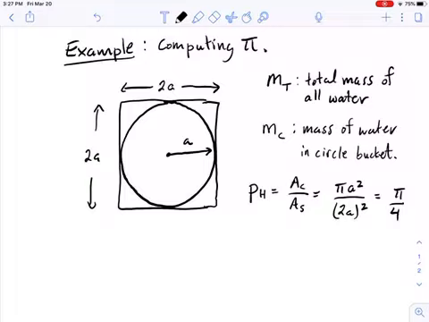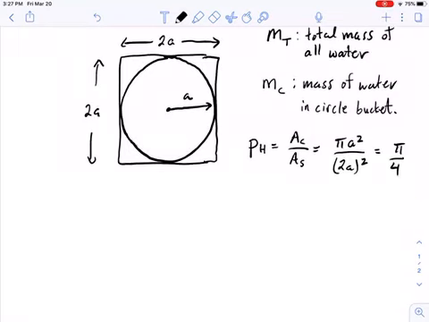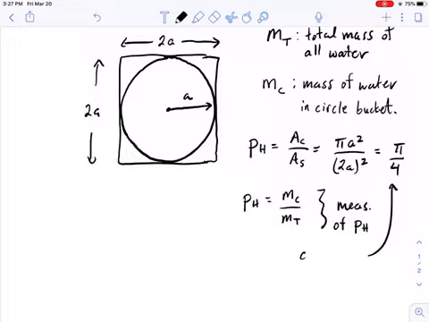But when we compare the mass of the water in the circular bucket to the total mass, that ratio is also just equal to the probability of a water droplet landing within the circular one. It's a measurement of that probability. So this is a measurement of the probability of a hit, so the water droplet landing within the circular bucket, and this is a calculation of the probability of a hit.